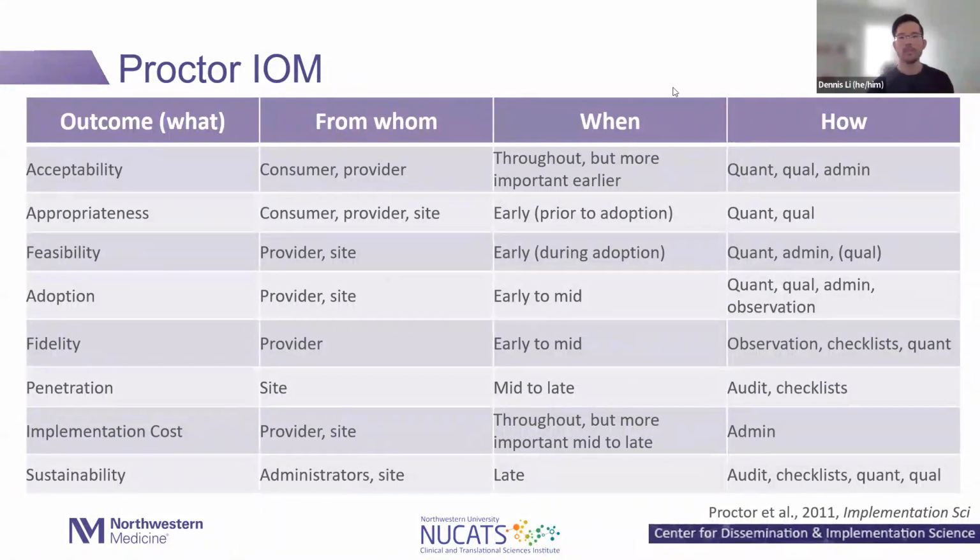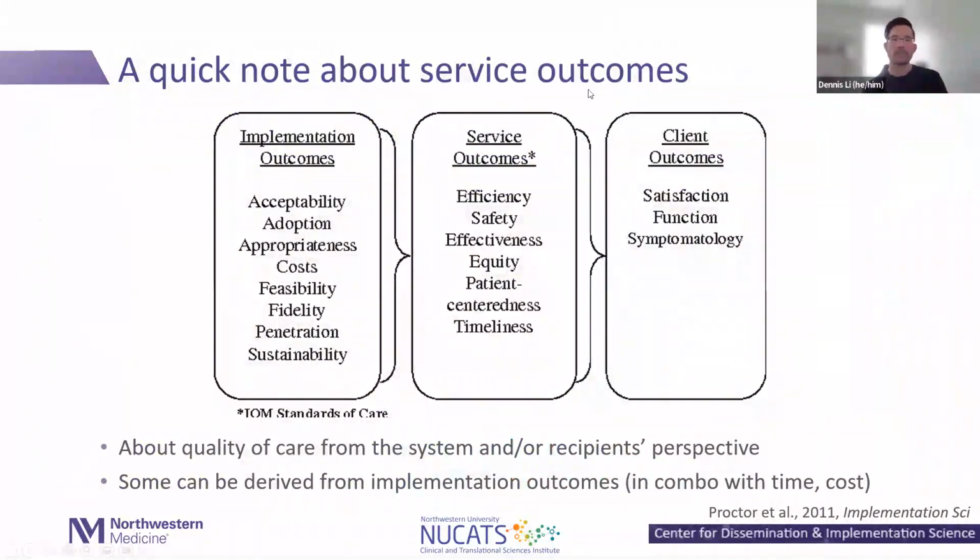And then as you move through different stages of implementation research, you start to pull in more of these implementation outcomes. So this is a table that you all can come back to as well. Just a very quick note about service outcomes, because we won't talk about them very much. These come from the Institute of Medicine Standards of Care, and they're really focused on the quality of care from either the system or the recipient's perspective. From the system, you can measure things like the safety of delivery, but you really need some recipient's perspectives to talk about patient-centeredness.